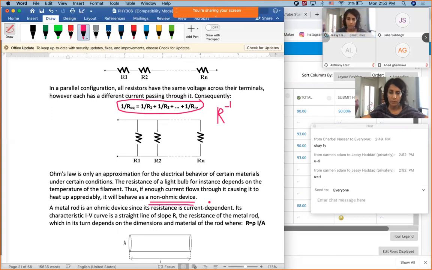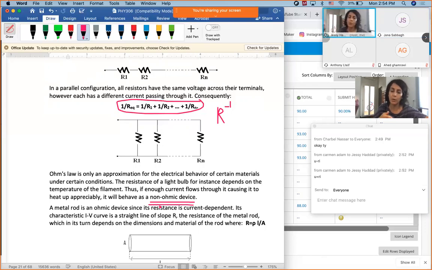The non-ohmic device doesn't follow Ohm's law. So when you change the voltage, the R is not constant. Okay, how can you prove if a device is ohmic? You can change the voltage and then record the current and then test if Ohm's law still applies.